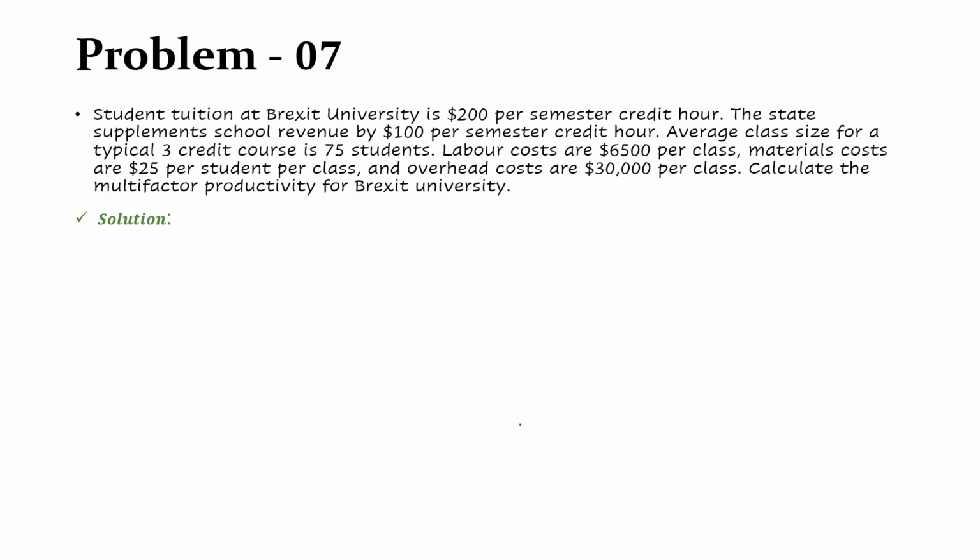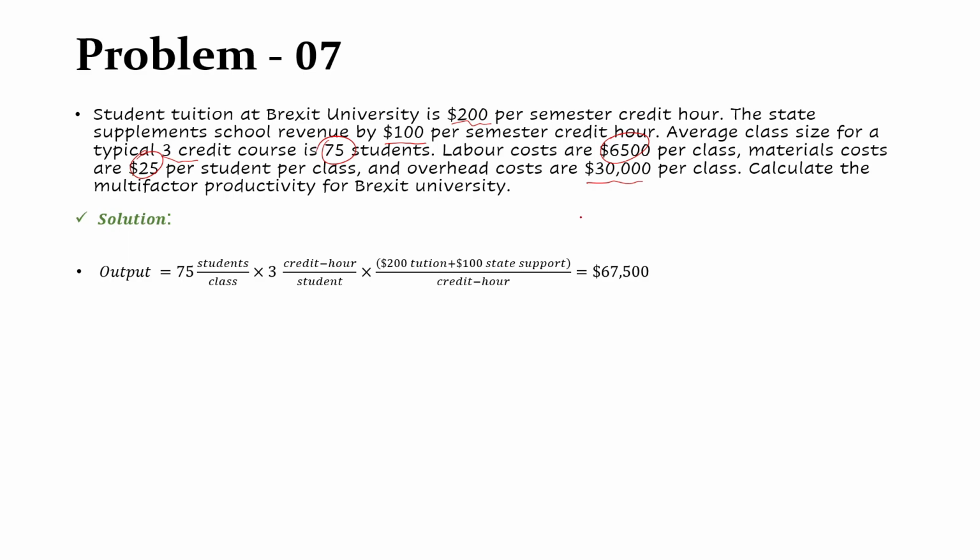In problem 7, we have the information about Brexit University where the student tuition is $200 per semester credit hour. The state supplements school revenue by $100 per semester credit hour. Average class size for a typical 3 credit course is 75 students. Labor costs are $6,500 per class. Material costs are $25 per student per class and overhead costs are $30,000 per class. We are required to calculate the multi-factor productivity for the university.